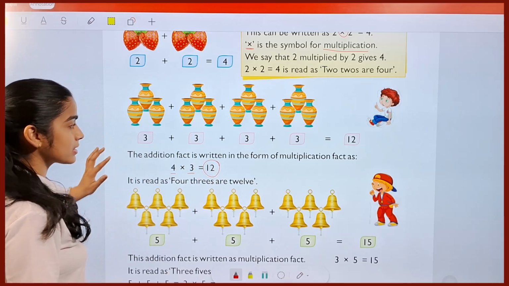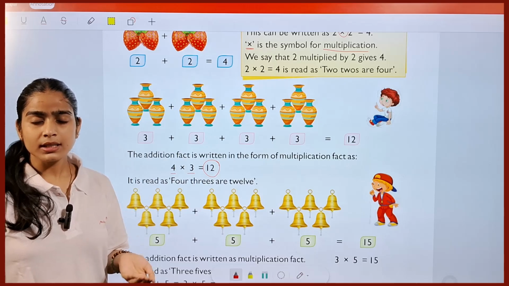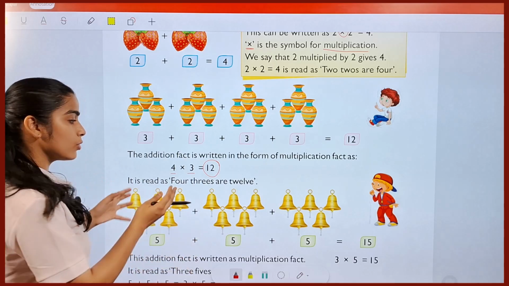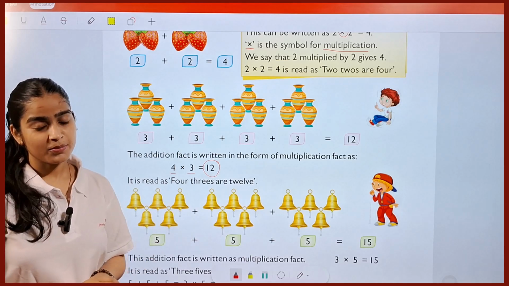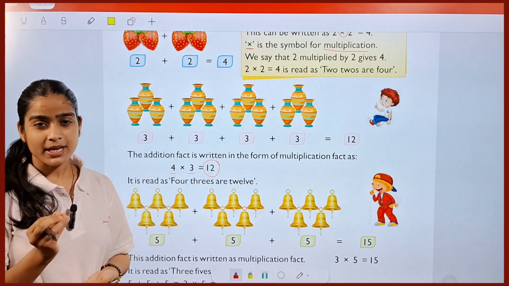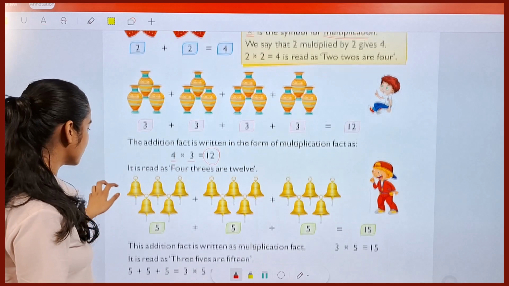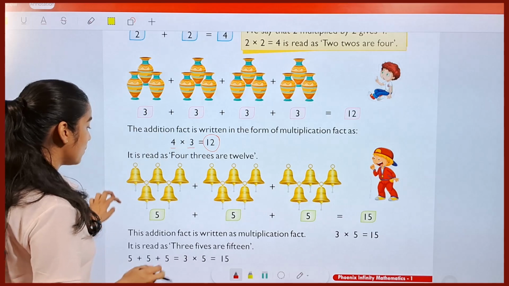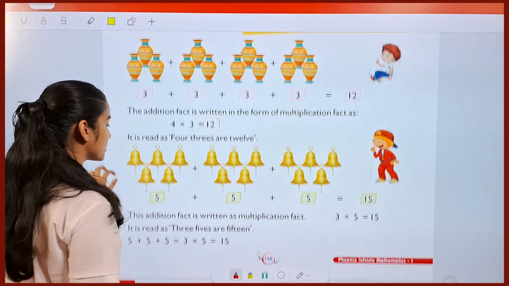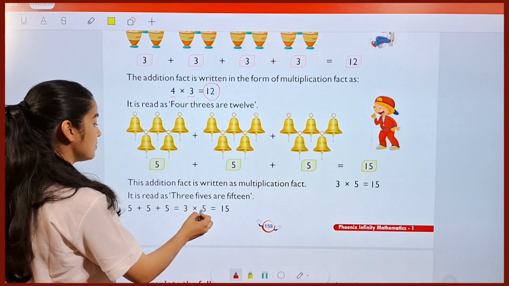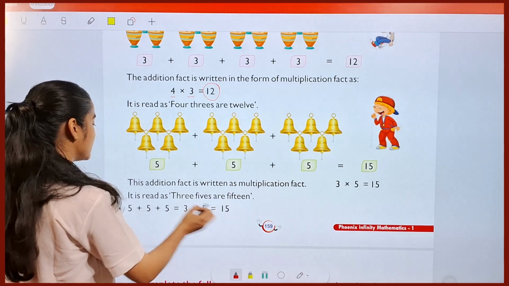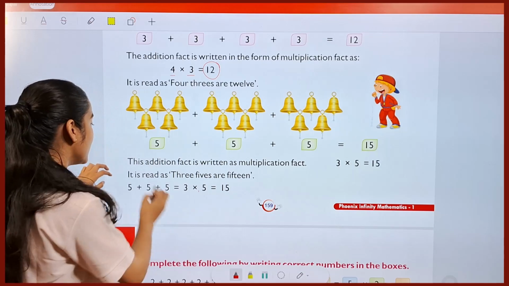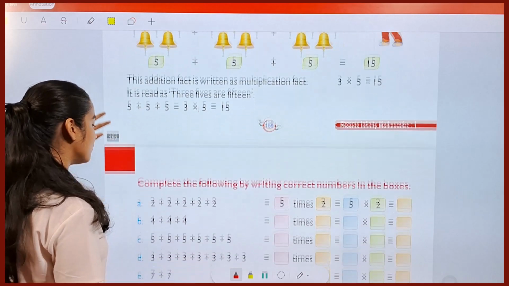If you students learn the tables of 2, 3, 4, 5, it will be easy for you to calculate your question with the help of multiplication. Otherwise, you need some extra concentration while I'm explaining. It is read as 4 threes are 12. Now 1, 2, 3, 4, 5. So this addition fact is written as a multiplication fact. It is read as 3 fives are 15.